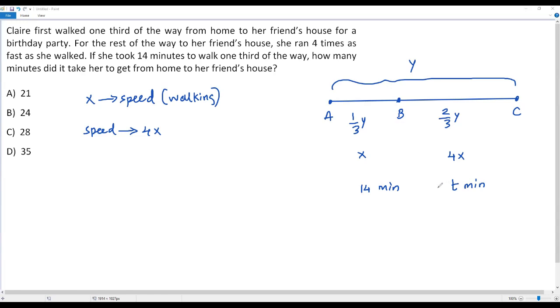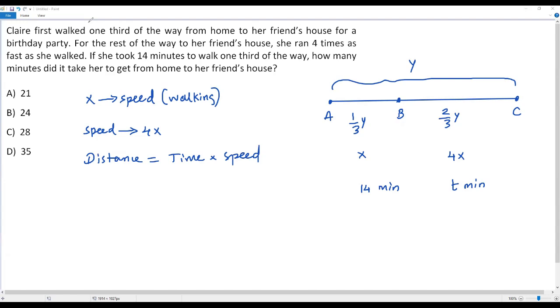Now for that, we can use the formula to get the distance. What's the formula to get the distance? Let me write it. The distance equals time multiplied by speed. This is the formula to get the distance.